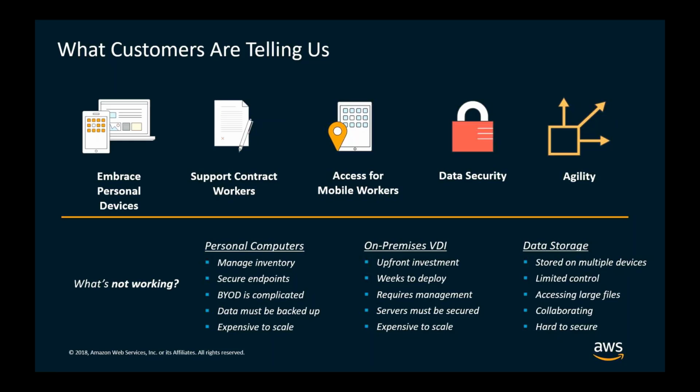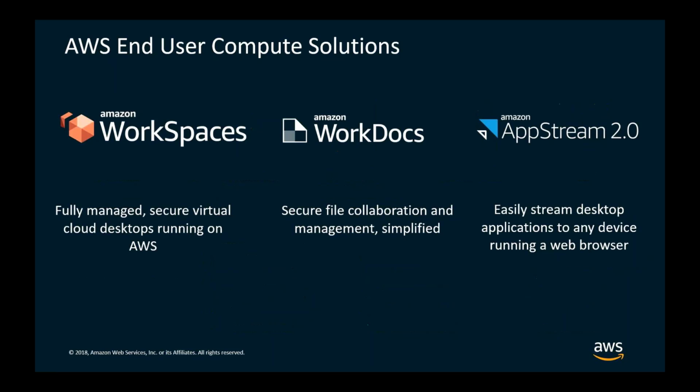And on-premises VDI. It's an expensive upfront investment, weeks to deploy, if not months. Requires heavy management. Your servers have to be secured. It's expensive to scale. And that data storage across multiple devices where you have limited control, users accessing large files, trying to collaborate on systems that may or may not be part of your environment, it's a very difficult problem to solve. And that's where AWS comes in.